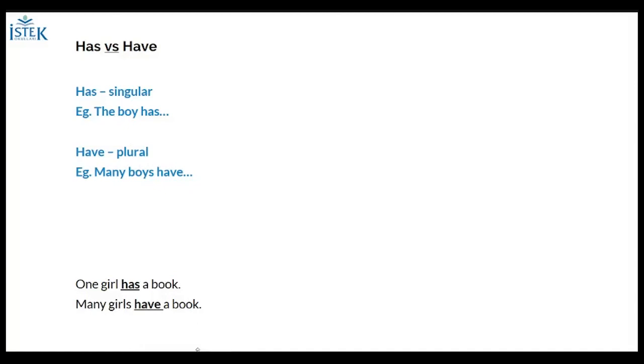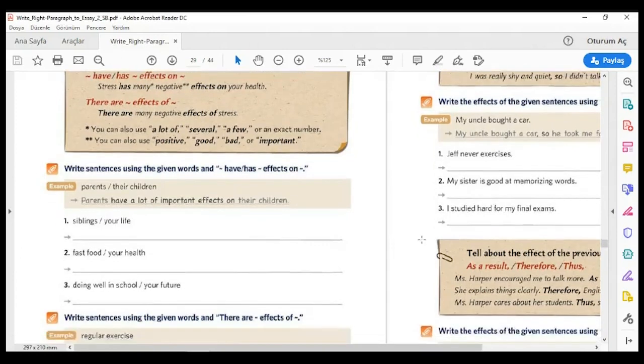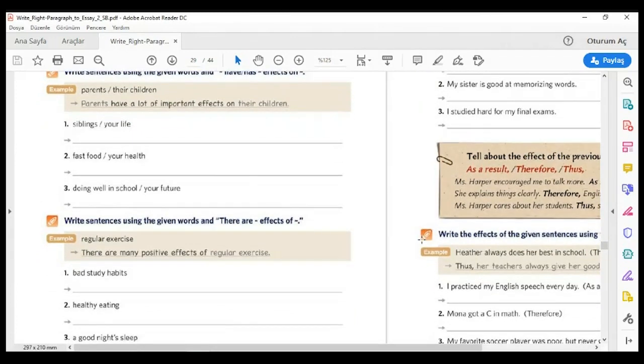Okay, so we'll move on. So we will write sentences using the words have and has effect on. Remember, we'll be doing this activity now, and the second one on this page is this activity here with there are. All the sentences will start with there are. I will open both activities for you at the same time. There they are. 3 sentences in each activity.